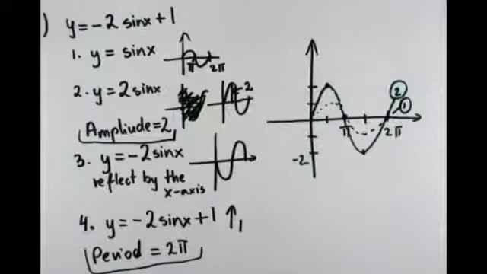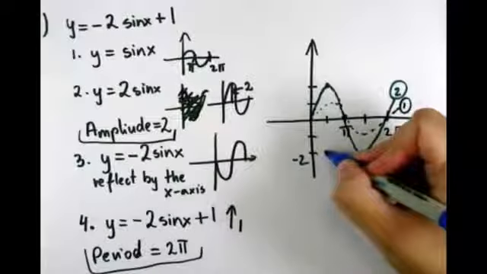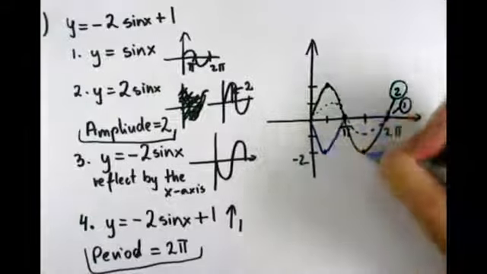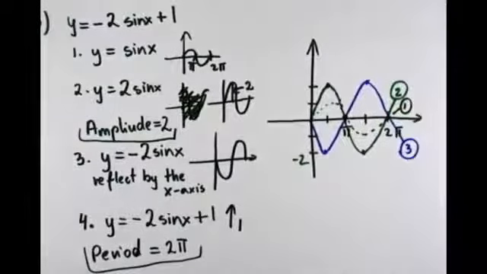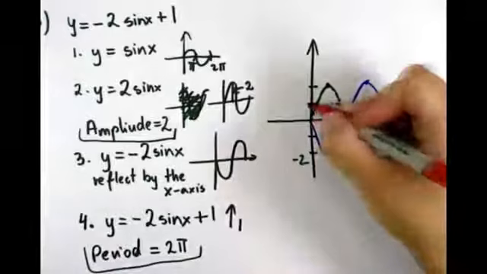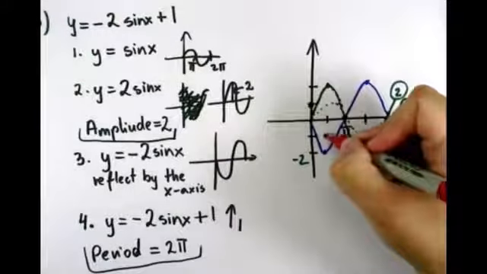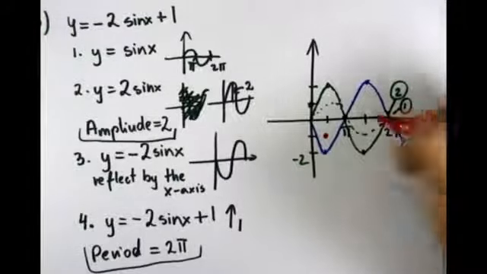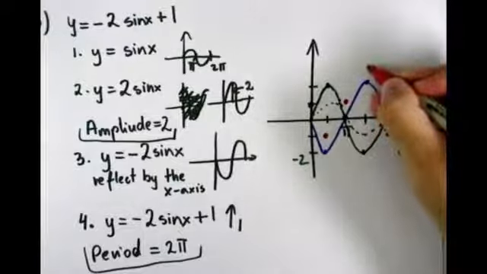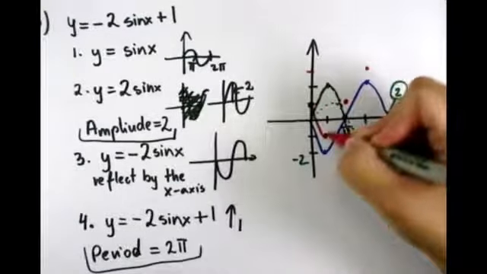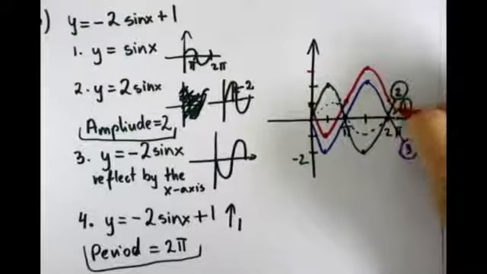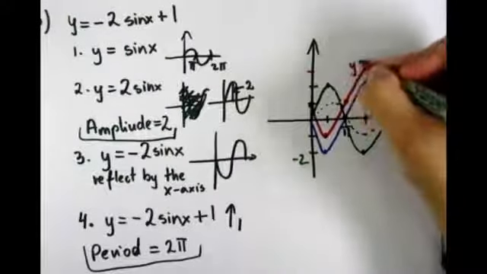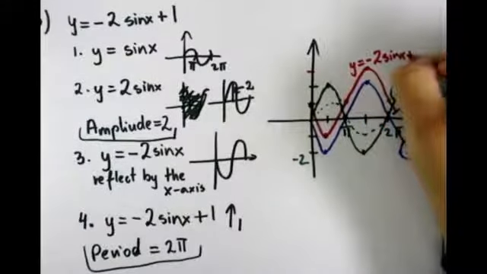Then we have minus, so I'm gonna flip this over. Was up, now it's gonna be down. This one's down, it's gonna be up. So that's graph number 3. And now I'm moving this graph 1 unit up. So this point goes 1 up. The blue graph we are moving. This point goes 1 up. And this point goes 1 up. So the red graph is my final answer. Y is equal to minus 2 sine x plus 1.